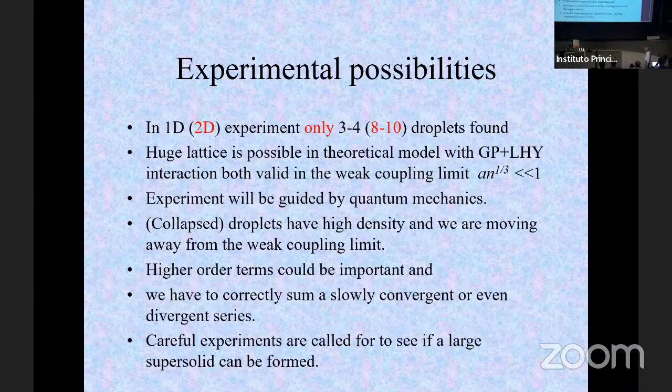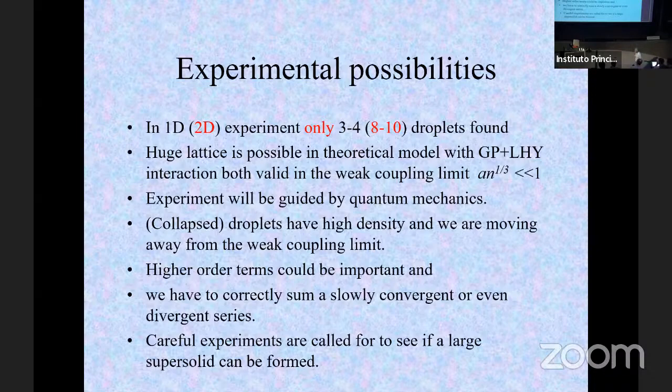So experiment will be guided by the quantum mechanics and not by the theoretical model. The collapsed droplets have high density, and we are moving away from the weak coupling limit. So higher order terms should be important, and we have to correctly sum a slowly convergent or even divergent series of corrections. So careful experiments are called for to see if a large supersolid can be formed in this model.